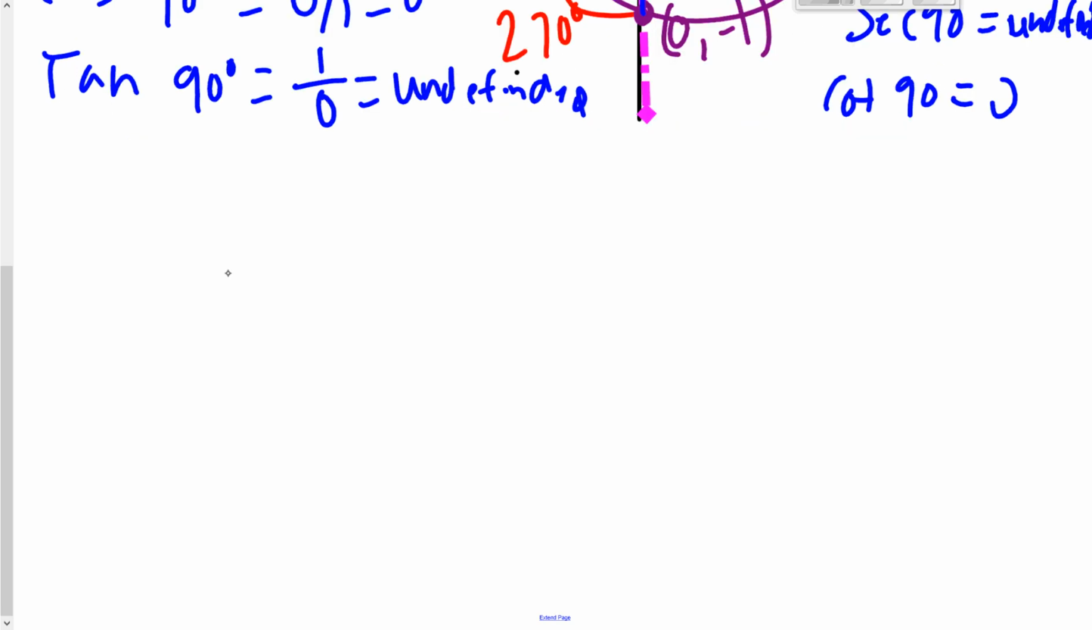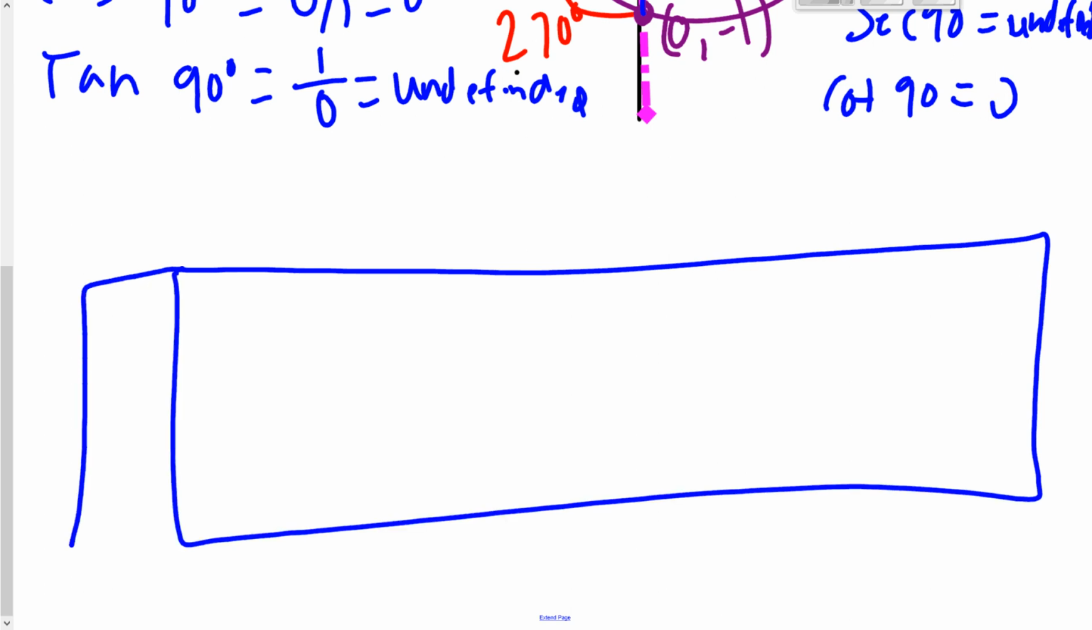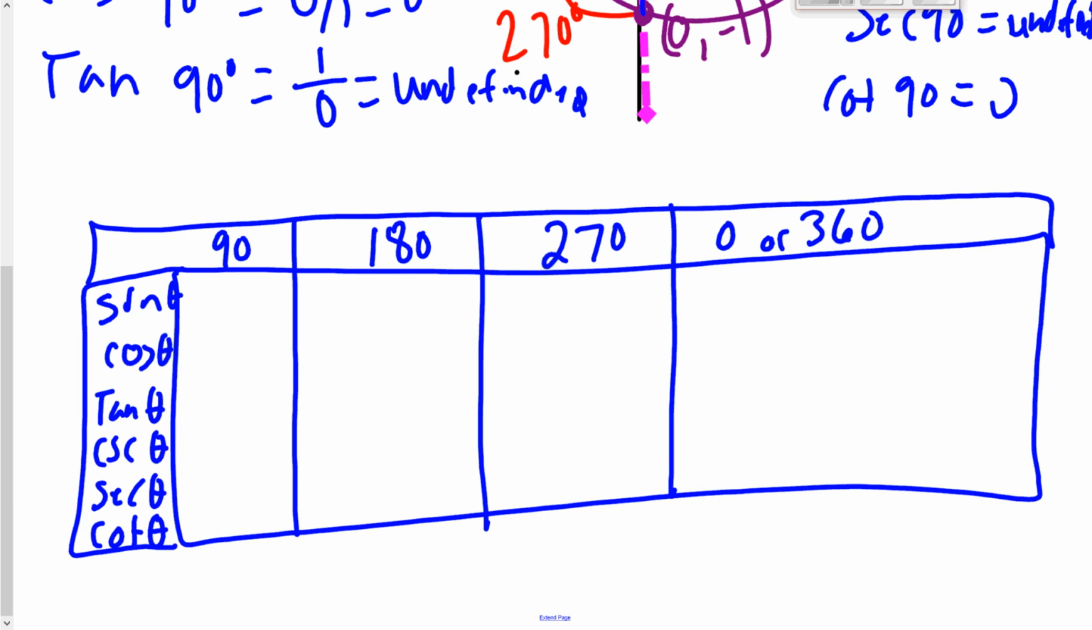So you could do all these, and you can make a chart. You have your 6 trig functions: sine, cosine of some angle theta, tangent, and their reciprocals. Then you have your thetas: 90, 180, 270, 360, or 0. And you can go ahead and make your chart.